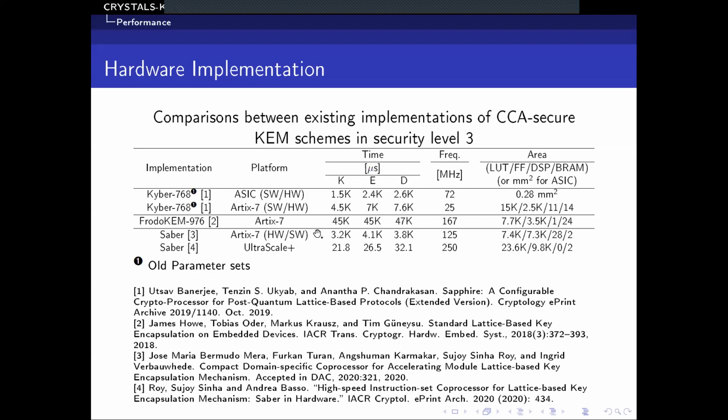And Saber in the hardware-software design has almost the same performance, but the last one, just published recently, used the instruction set architecture and can improve the performance significantly. It needs only 21 microseconds for key generation, 26 microseconds and 32 microseconds for encapsulation and decapsulation at this frequency. I should mention that the Kyber here used the old parameters, which can be considered as Kyber version 1. And again, you can see that FrodoKEM needs more memory and more arithmetic computing.